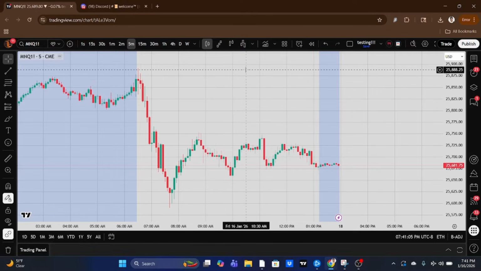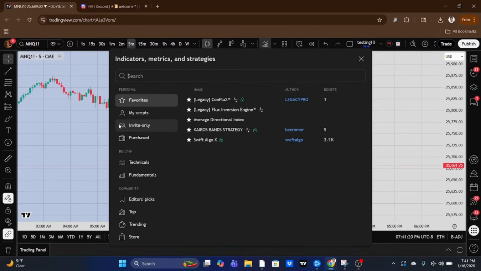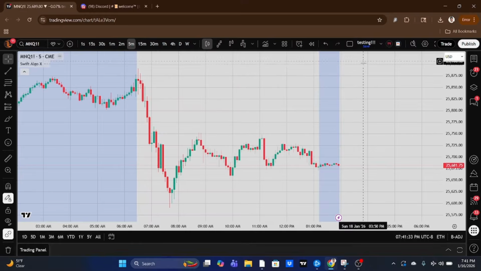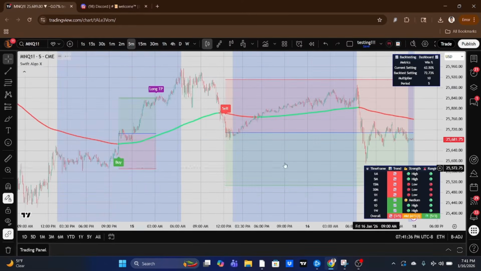I'm going to show the Swift Algo X indicator first, because I keep getting a lot of DMs on Discord about the settings of the Swift Algo X. Okay, so we're going to go to your indicators, invite only scripts. I actually have it on my favorites, so you go to Swift Algo X, it'll be under your invite only, but I did save it. So you add that to your chart. It should look something like this.